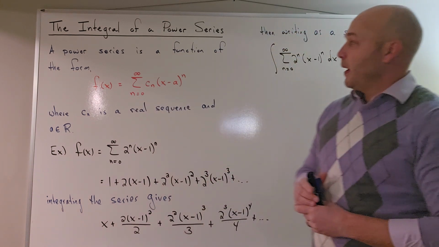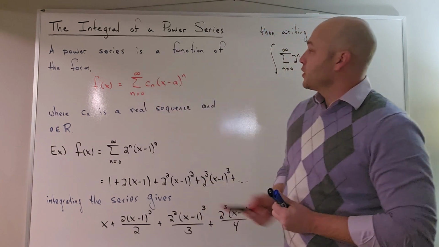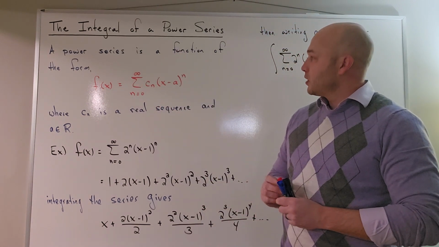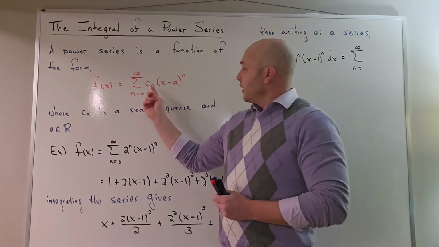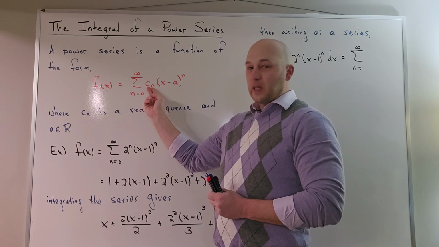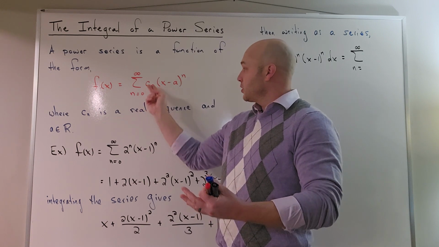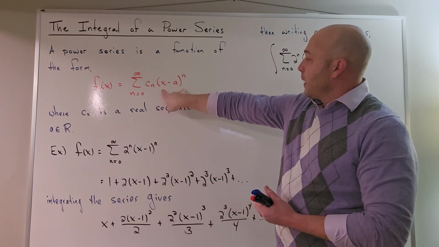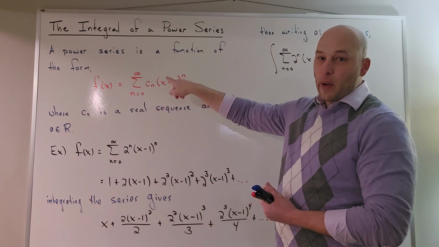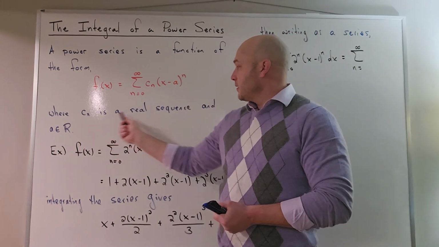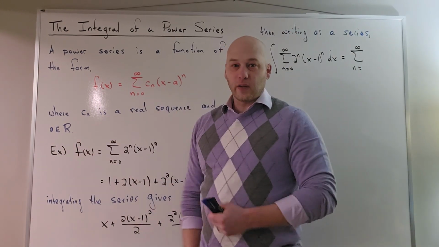First and foremost, as a reminder, a power series is a function of the following form. It is an infinite series, but it's a special type of infinite series where we have two components. I've got a constant; this coefficient could come from a sequence, so each coefficient could be different along the way. And then I've got x minus a to the n, so I've got integer powers of x minus a. So again, Cn is a real sequence and a is a fixed real number.